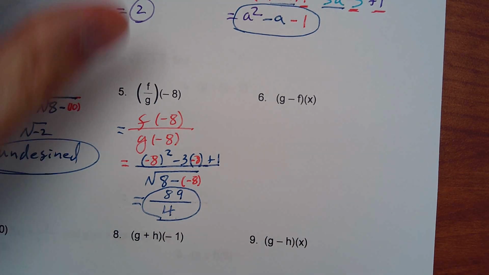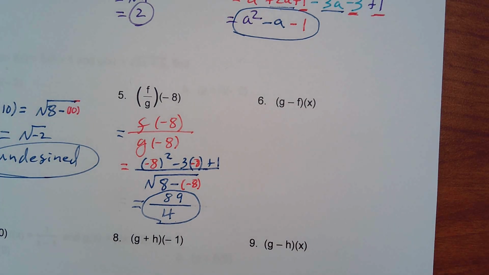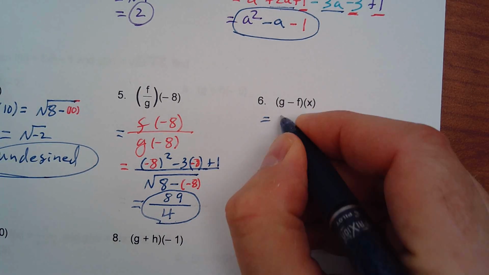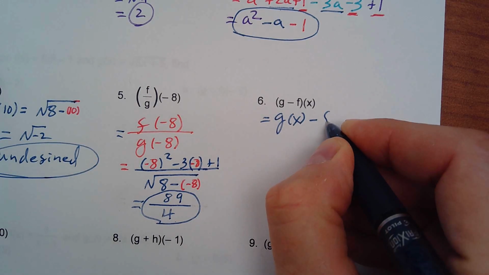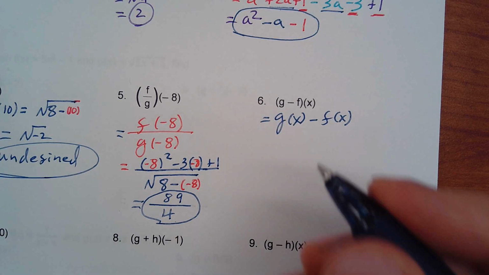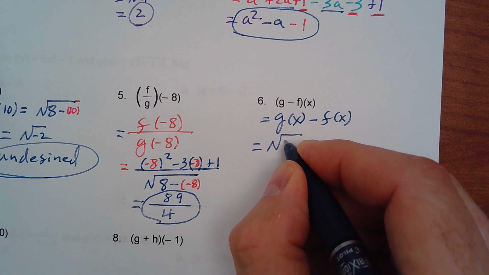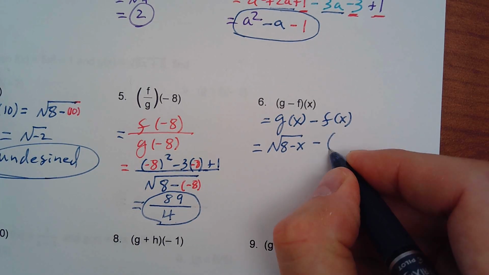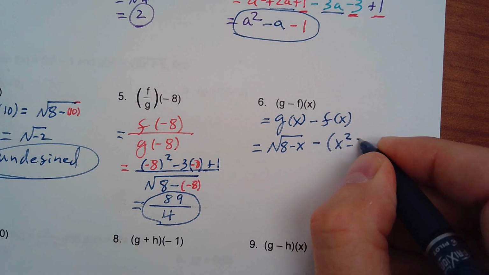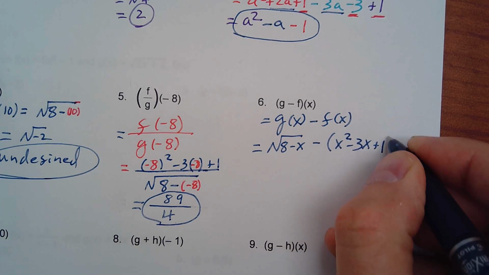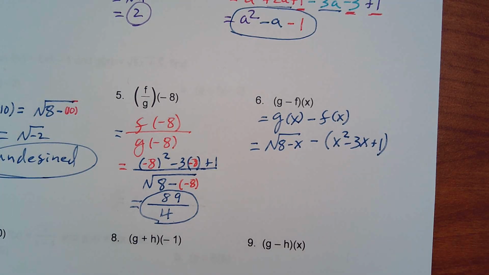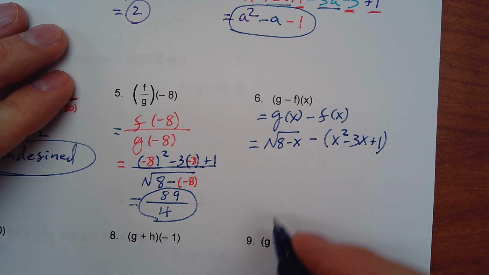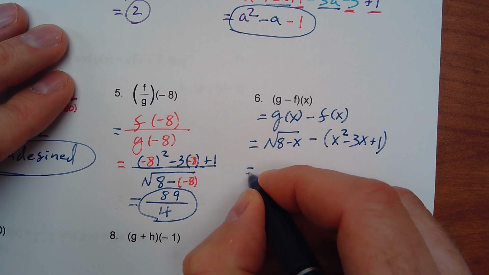Okay, let's try this next one. Now notice here, I don't have a number. I just have x. So this just means g of x subtract f of x. So I'm going to write down what g of x is. That's the square root of 8 minus x. Subtract f of x is this x squared minus 3x plus 1. Now, there's not much I can do here. About the best I can do is distribute that negative.